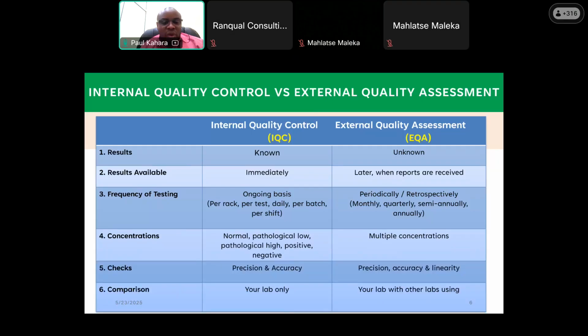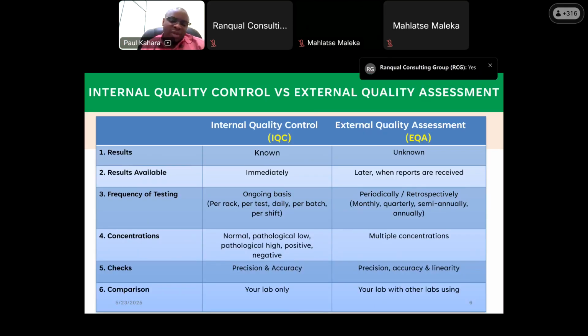the results. We know the results. But for EQA, the results are known once we get feedback from the PT provider. And so the results are immediate for IQC, but in terms of EQA, the results are received later on. IQC can be done on an ongoing basis.